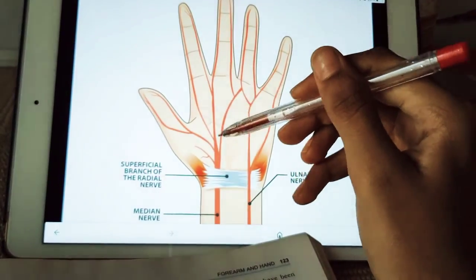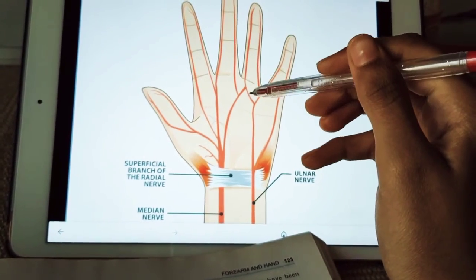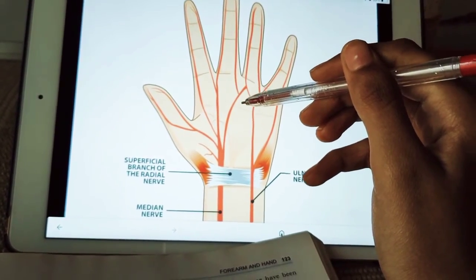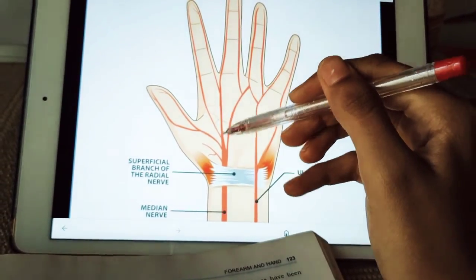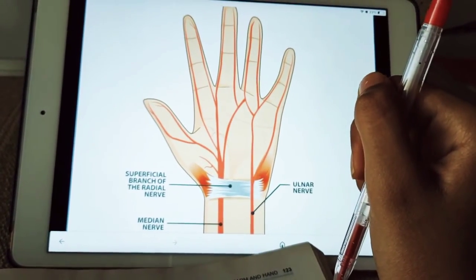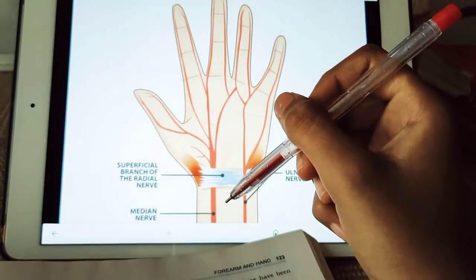If you see here, this is the median nerve and this is a common palmar digital nerve, right? So the common palmar digital nerve communicates with the median nerve. This is the median nerve. So that thing you need to observe over here. Okay, by this we completed the ulnar nerve. I hope you understood. Now let us start with the median nerve.